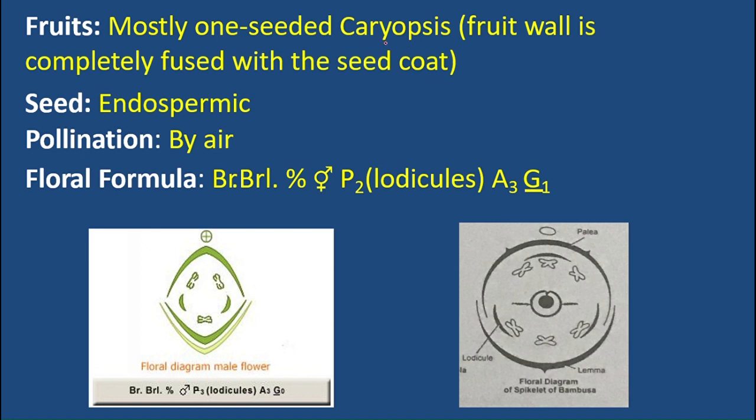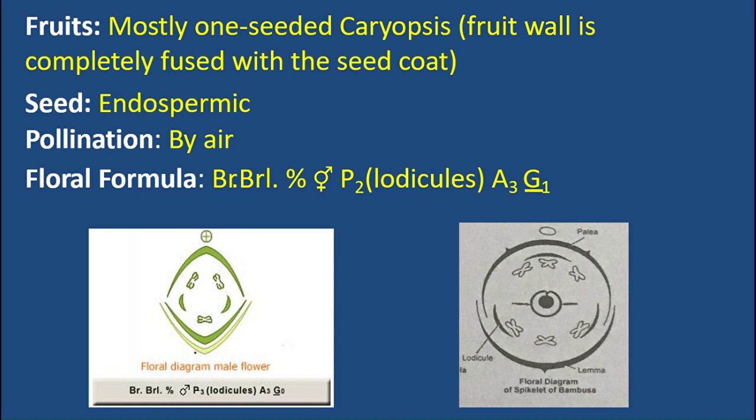Caryopsis belongs to dry indehiscent fruit. The fruit wall is completely fused with the seed coat. Seeds with nutritive tissue, so it is called endospermic seeds. How does pollination take place in the family Poaceae? Pollination takes place by air, so it is commonly called, what is the technical term used? Pollination by wind is called anemophily.